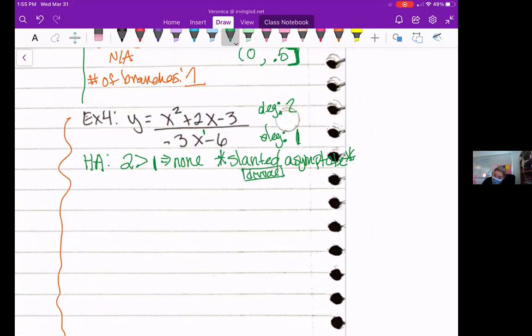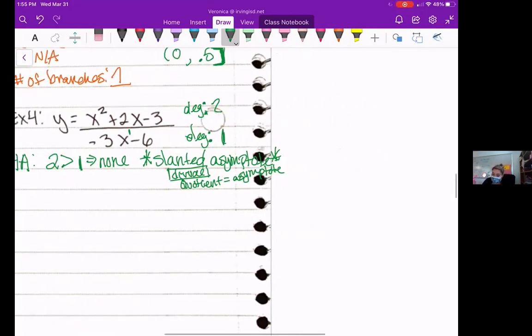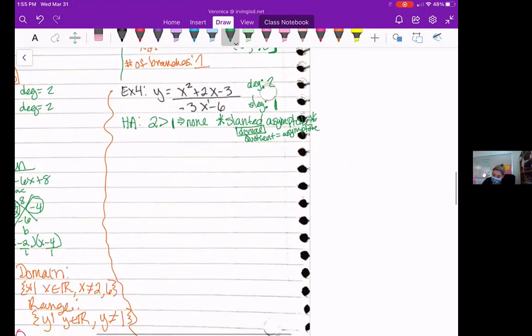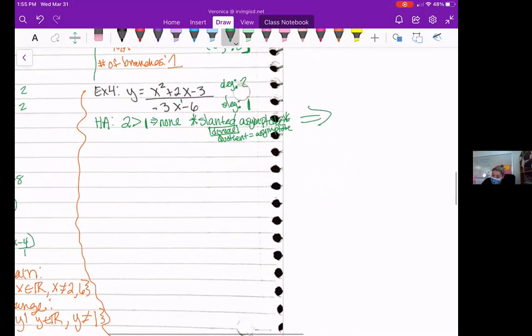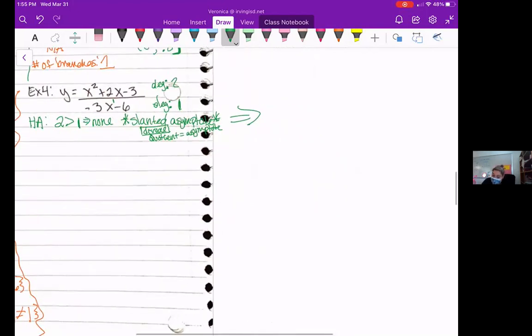You're going to divide, and your quotient is your asymptote. Okay, so I'm gonna just do that real quick for y'all. I did it on the side for 6th period. If I wanted to find the slanted asymptote, then I'm gonna divide this function, right? So we're gonna have x squared plus 2x minus 3 divided by negative 3x minus 6.